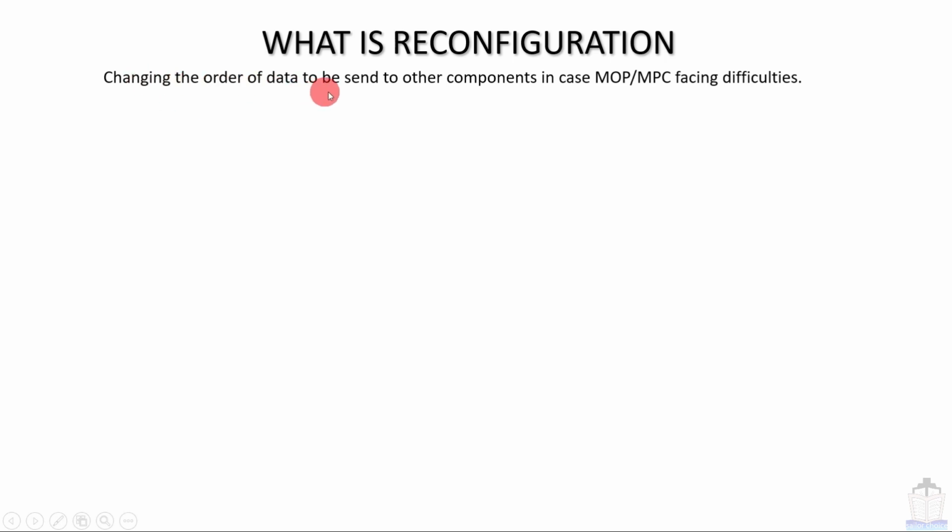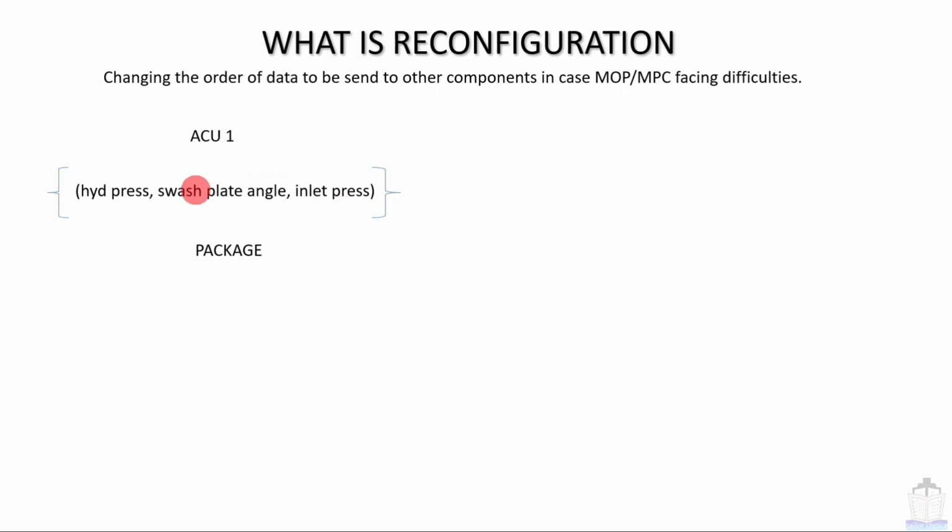Changing the order of data to be sent to other components in case MOP MPC is facing difficulty is called the reconfiguration. This you can understand with the following example. Suppose ACU1 is sending data: hydraulic pressure, swash plate angle, inlet pressure. That means first it will send this one, then this one, after that this one, through the network cable to ECUs and all CCUs.